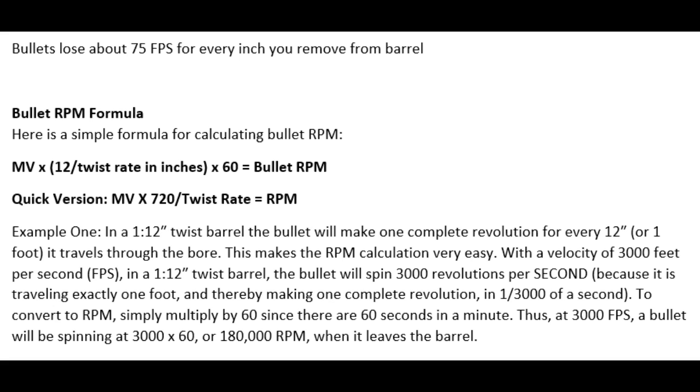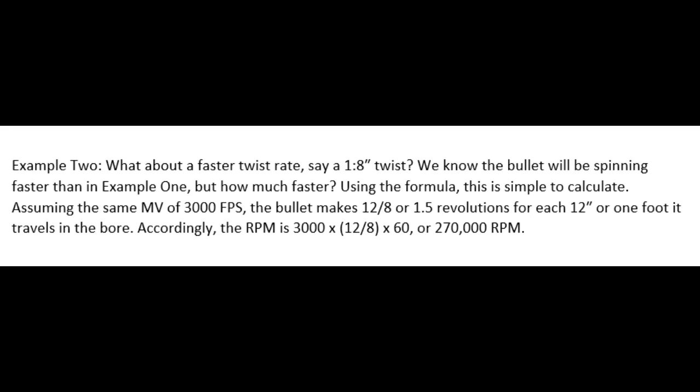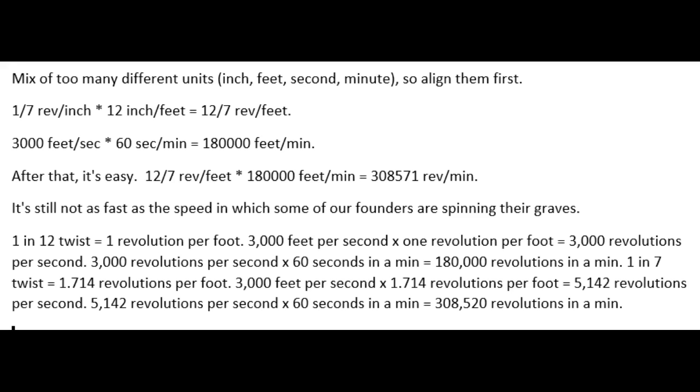If you don't like my formula, I copied a couple of places. Some people put them in the comments, and some I found online. Here's a calculation they use: MV times 12 divided by twist rate in inches times 60 equals bullet RPM. A quick version is MV times 720 divided by twist rate equals RPM. And they give an example here, and a second example here. And someone else explains it here, a little different, maybe the same.